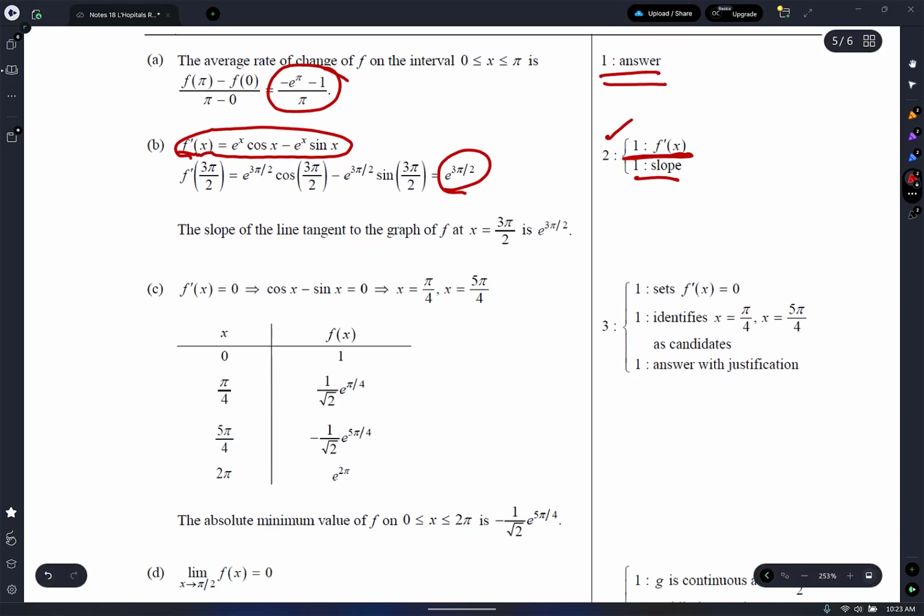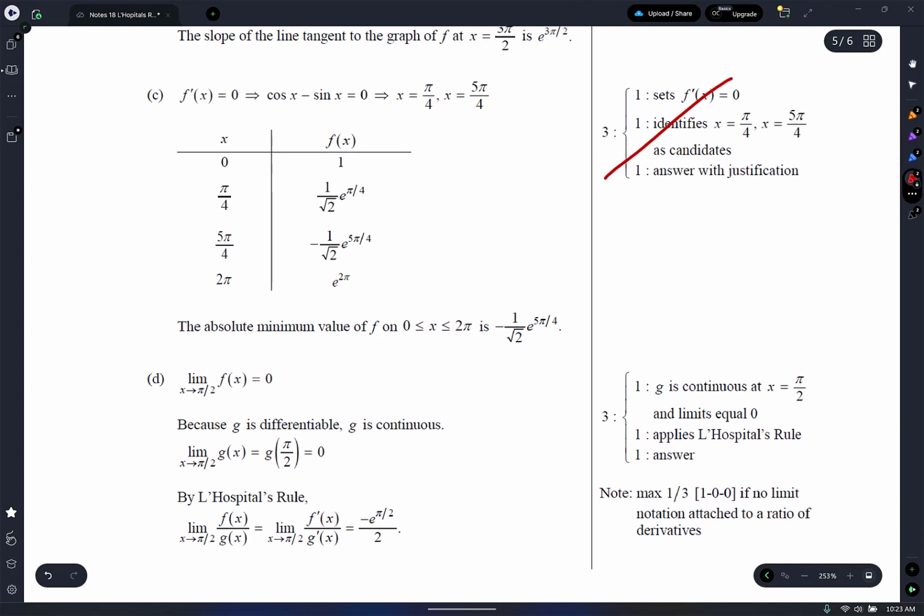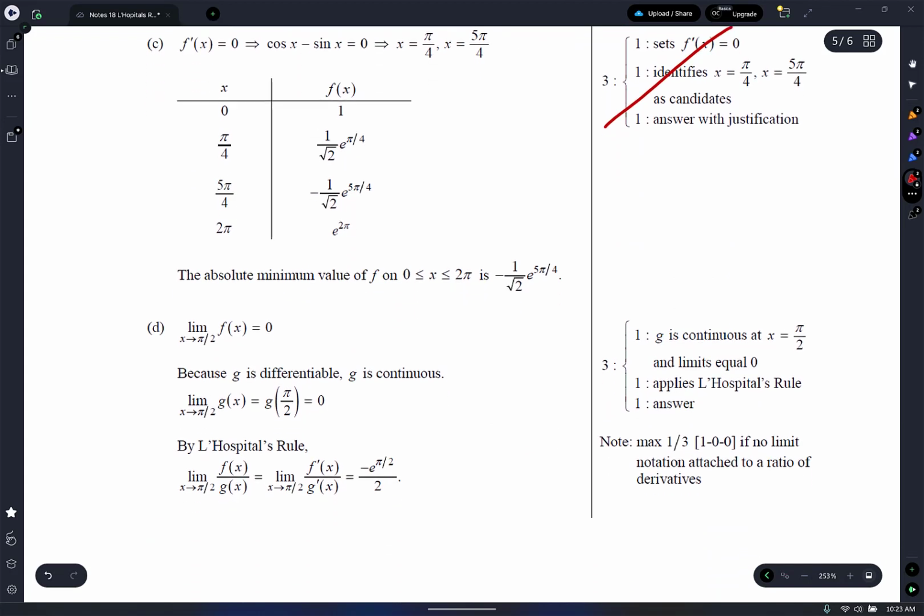We're not ready for letter C. Letter C takes up 3 points, so don't even look at that yet. Look at letter D. I want you to notice 3 points, but look at the note. Max 1 of 3 if no limit notation attached to a ratio of derivatives. So they give you 1 point if no ratio. If you didn't write the limit, if you didn't write the word limit.